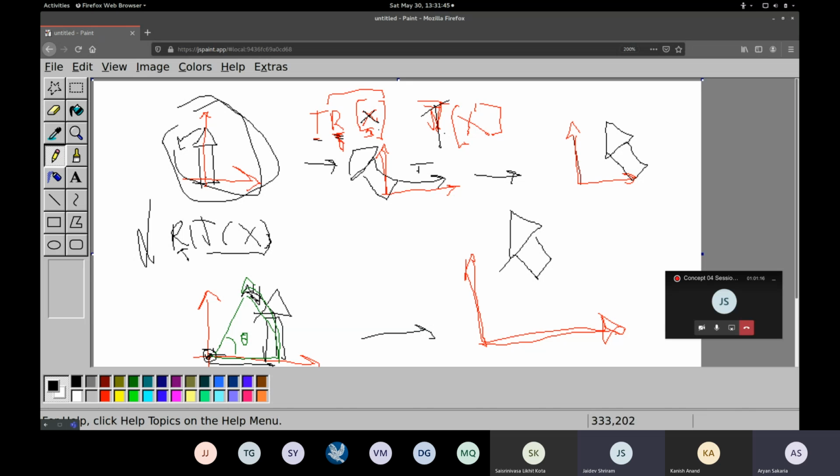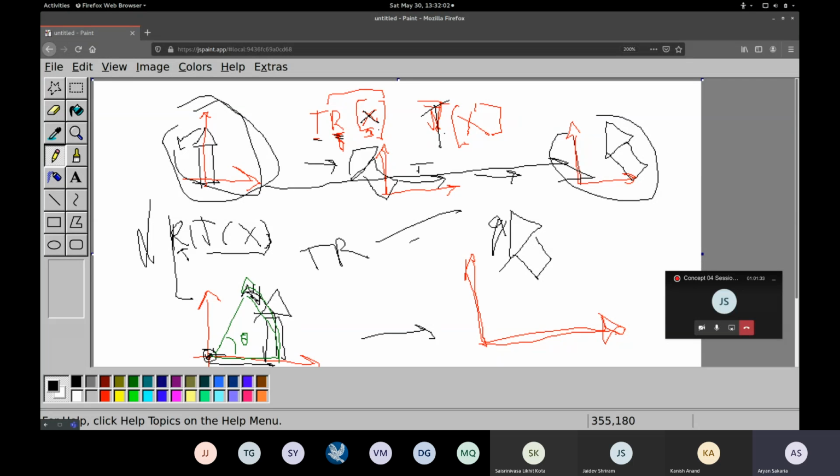Right. So over here along this side is just T into R, and you get something like this. But if you take the other order, RT, you get something like this. So in a sense, TR is not equal to RT. Cool.